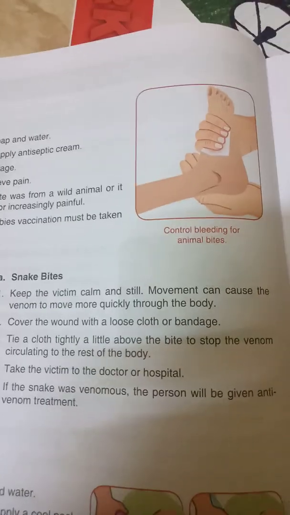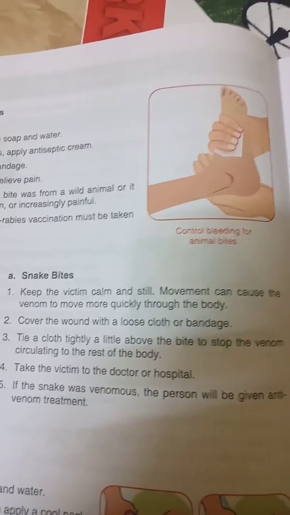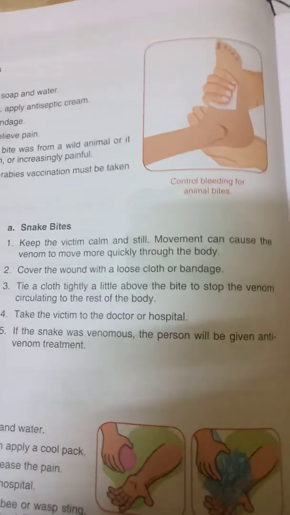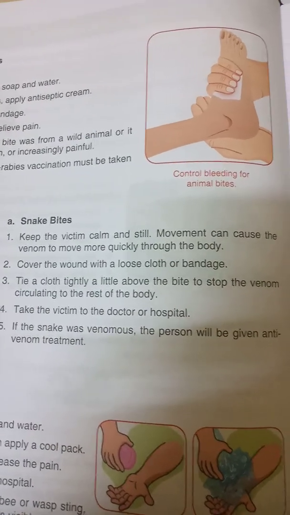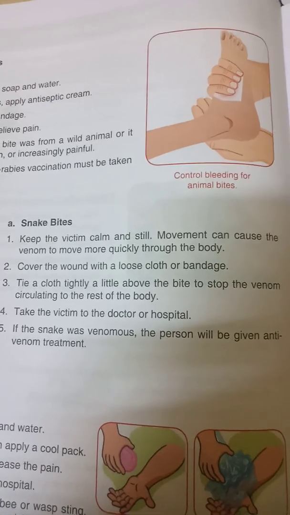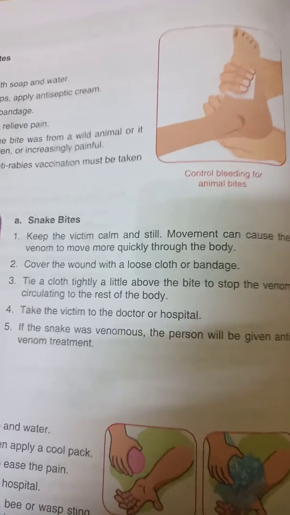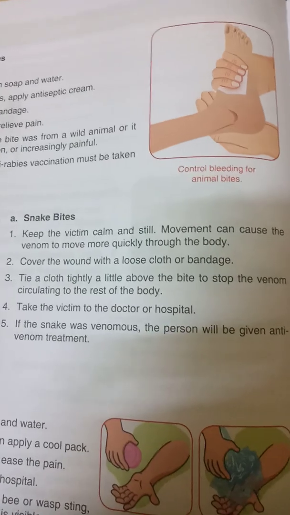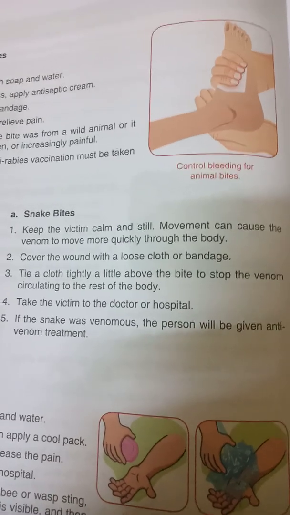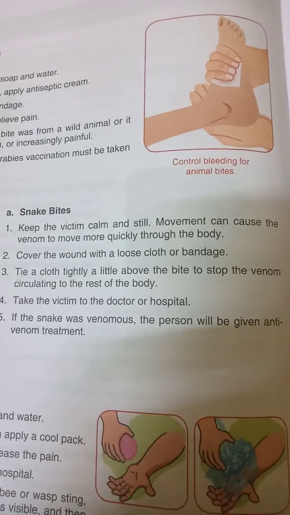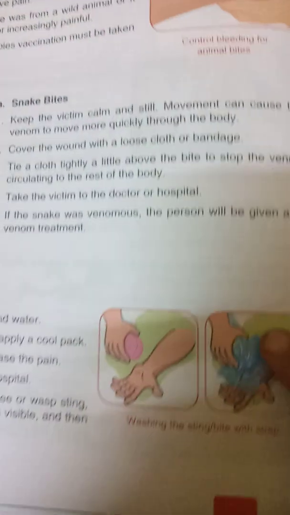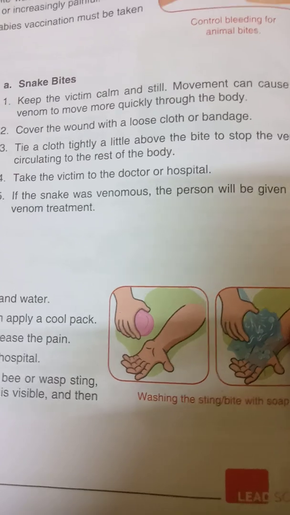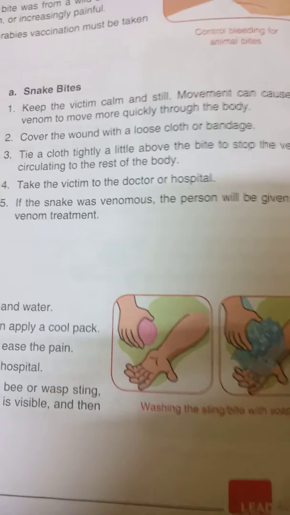So what you have to do? Movement can cause the venom to move quickly through the body. What you should do? Cover the wound with a loose cloth or bandage. Tie a cloth tightly a little above the bite to stop the venom circulating to the rest of the body. Take the victim to the doctor or hospital.